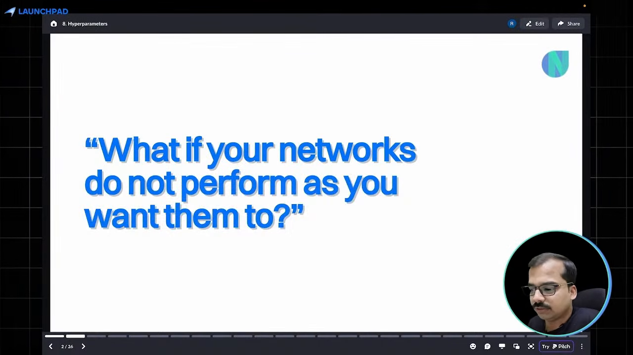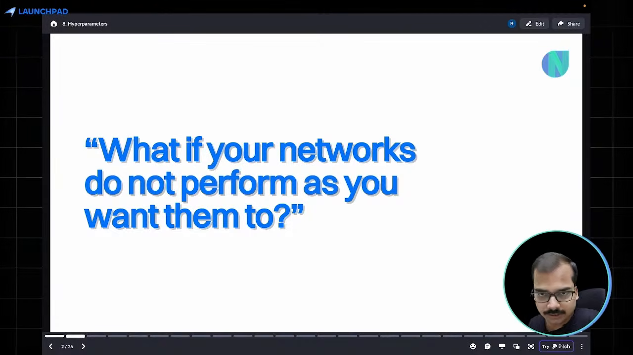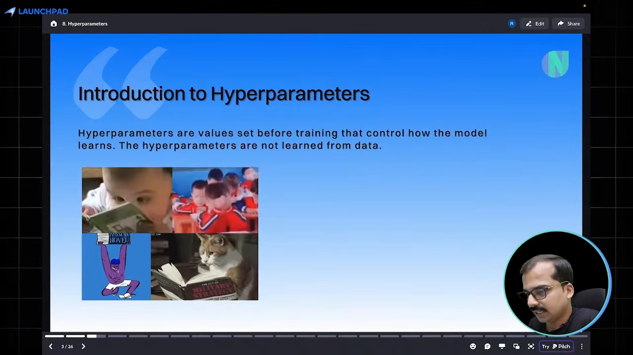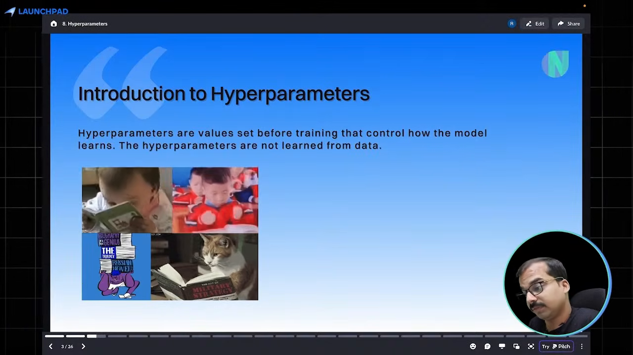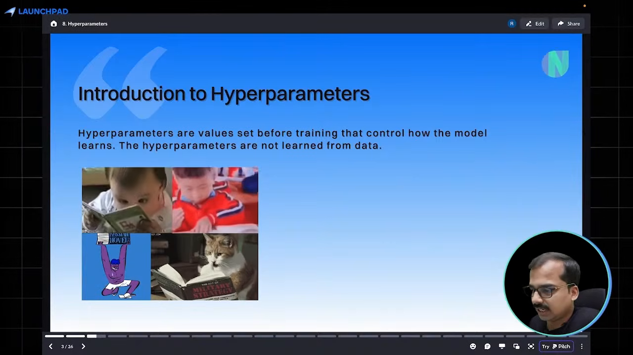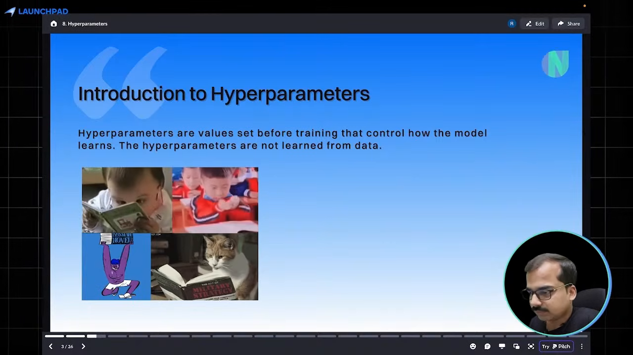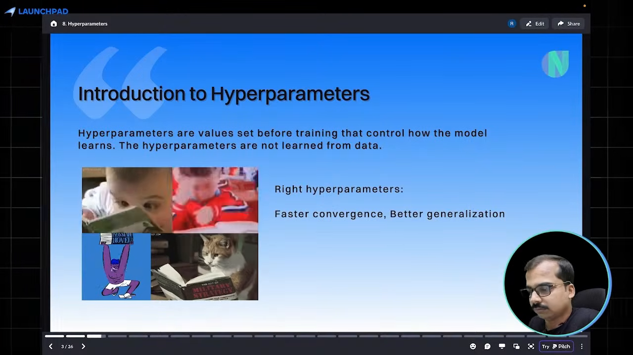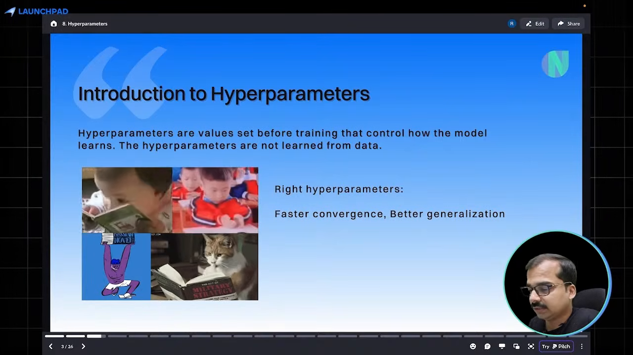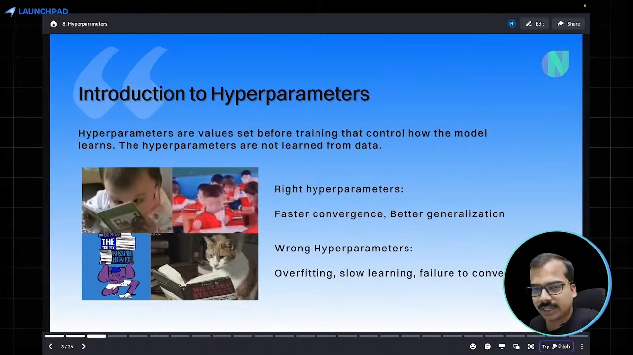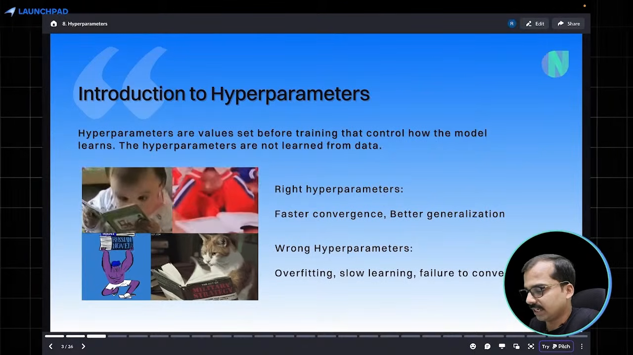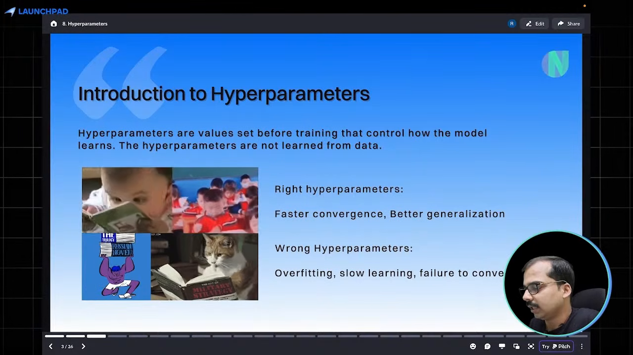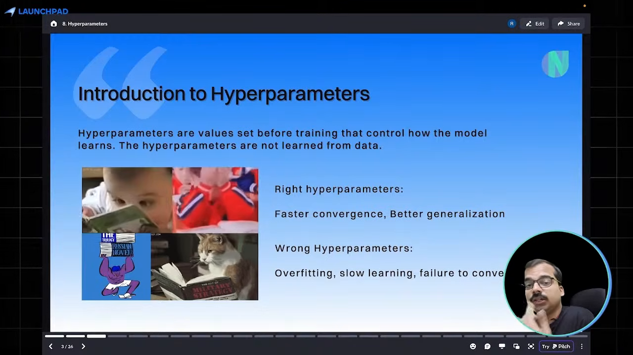So what if a neural network does not perform as we wanted it to? So what can be done? Here comes the concept of hyperparameters. These are values that are set before the training process, and they control how the model learns. The hyperparameters cannot be learned from the data. So if we have the right hyperparameters, it will lead to faster convergence and better generalization. And if we do not have correct hyperparameters, it might be overfitting, underfitting, slower learning, right? Or it might even be that we fail to converge.